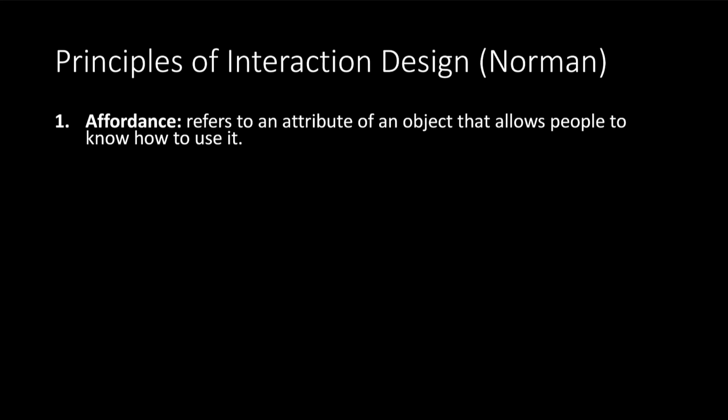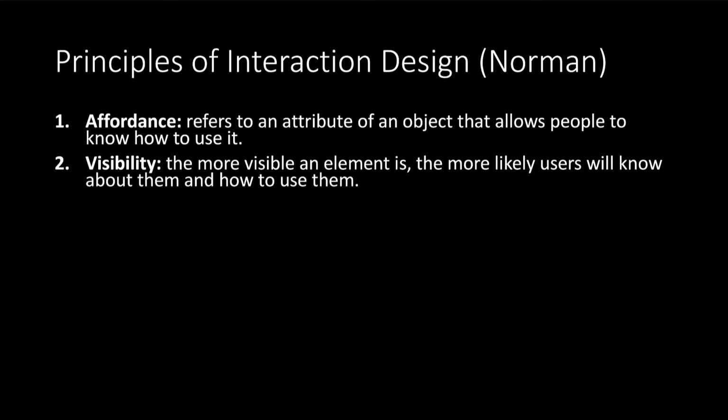Don Norman introduced his principles of interaction design, as you saw in the video, when he first wrote his book on the design of everyday things. He said that interaction design and interfaces involve affordances, which refers to an attribute of an object that allows people to know how to use it. An affordance is basically saying, "Hey, here I am. You can use me to do something," and it's obvious.